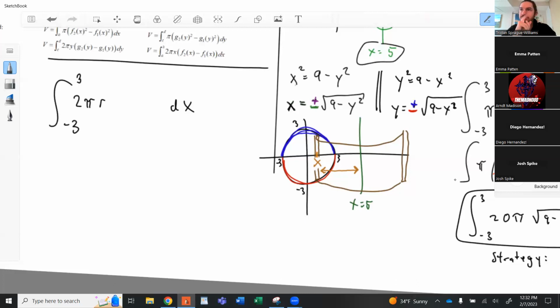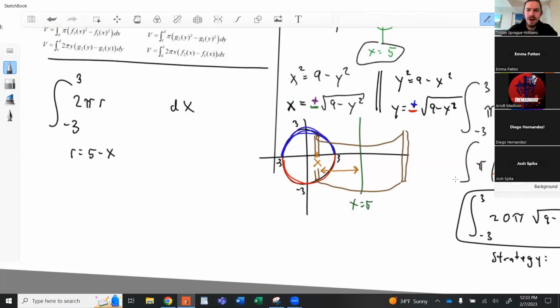Cheyenne says 5 minus x. It's the distance between 2 points on the x-axis, the distance between 5 and x. You can just do final minus initial, right minus left. So 5 minus x. Perfect. So that radius is 5 minus x.